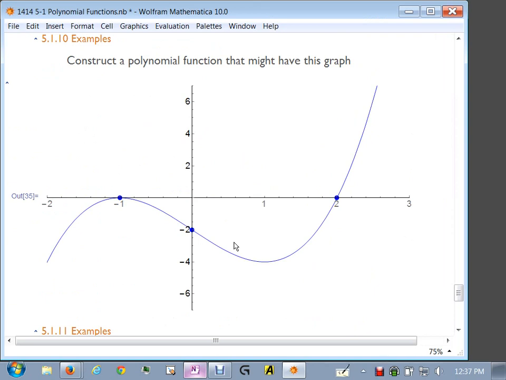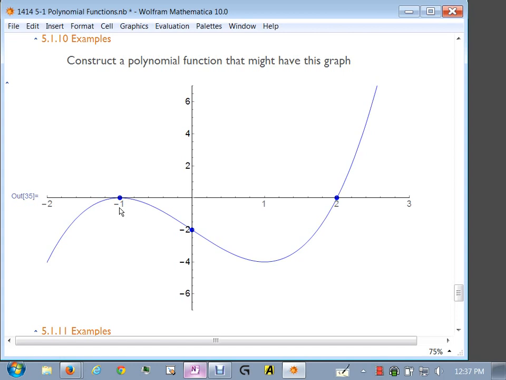Just tell me real quick about this one. Instead of starting with the function and doing the graph, what if I give you this graph? Can you tell me what the function might look like? What does this mean right here? X plus 1 is a factor, right? But what else about it? It's bouncing, so it's got to be an even power. So you mean to tell me it looks like this? It's got an x plus 1 and then a squared?